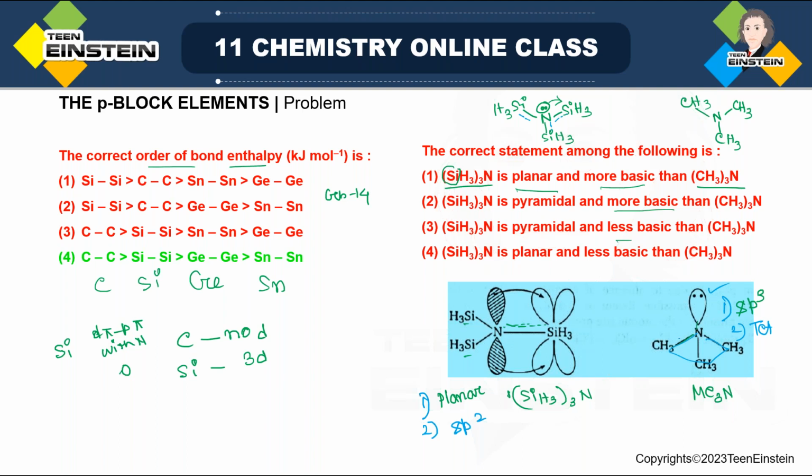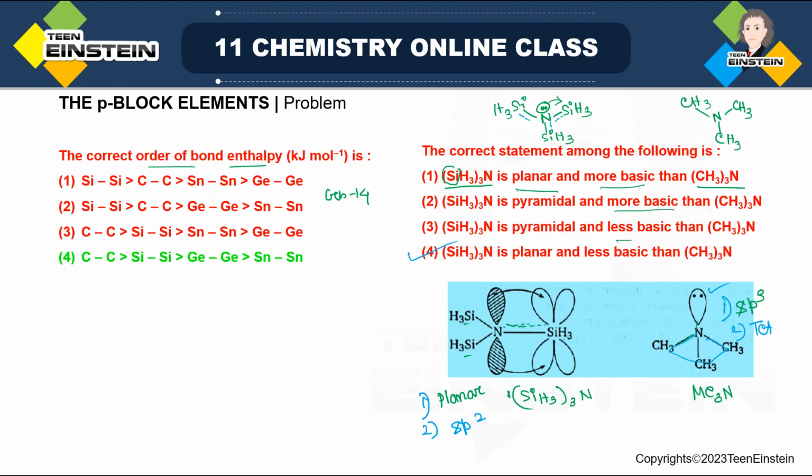The first compound is less basic because the lone pair from nitrogen is donated towards silicon. So the availability of lone pair over nitrogen is not so high as you can expect for the second compound. And one more information I will give here, though it is not required to solve this problem. So we have already got our answer, this one. It is planar, it is less basic.